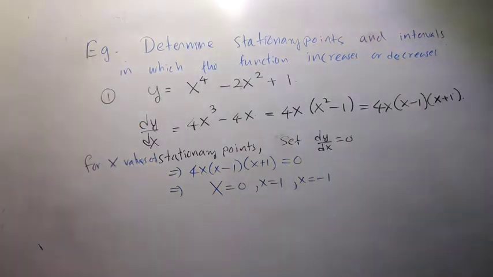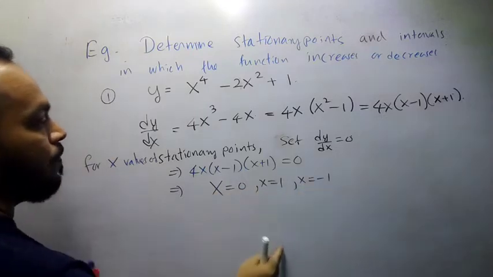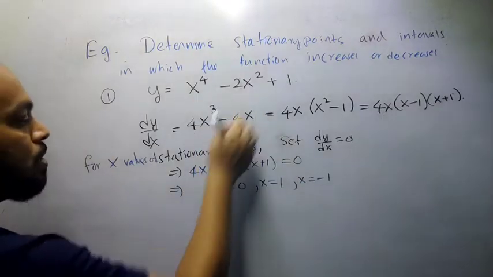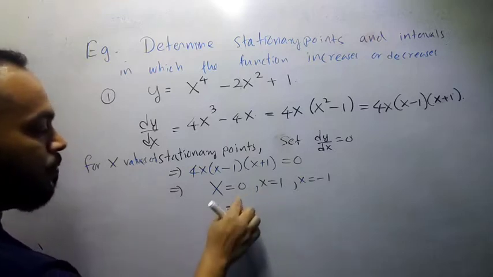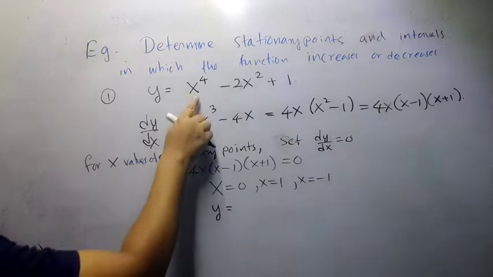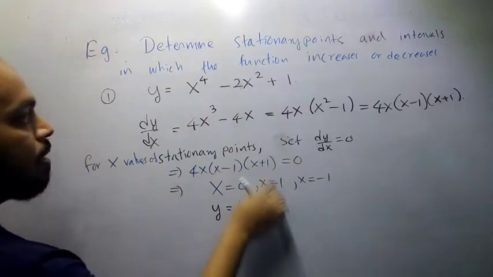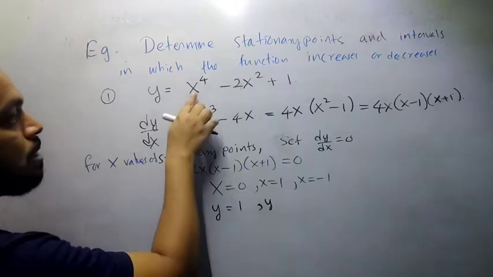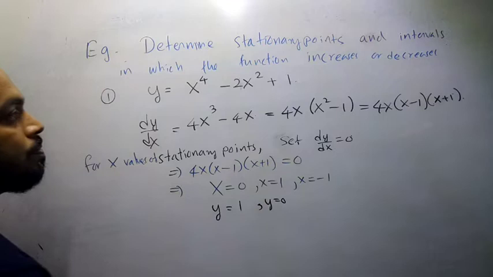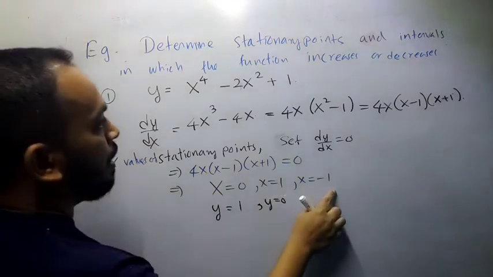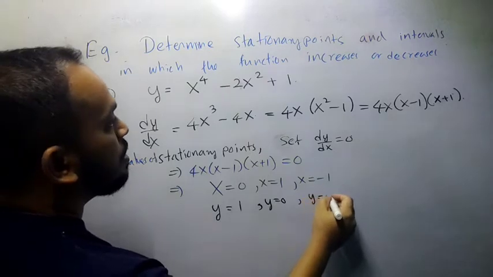To get the turning points, you have to apply these values to this function and figure out the corresponding y. So the corresponding y in this case would be, when x equals 0, y would be 1. Then at x equals 1, y would be 1 minus 1, this is 0. At x equals minus 1, this would be again, I think, 0.